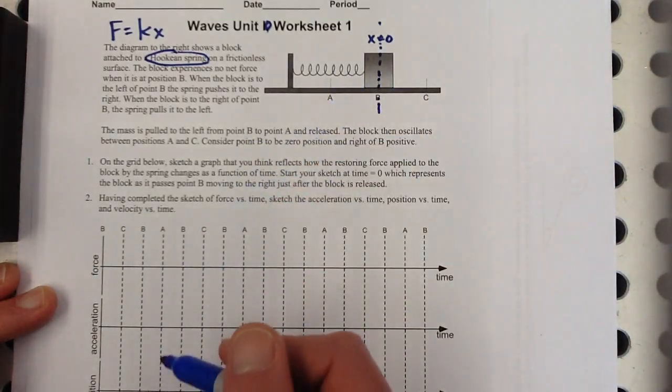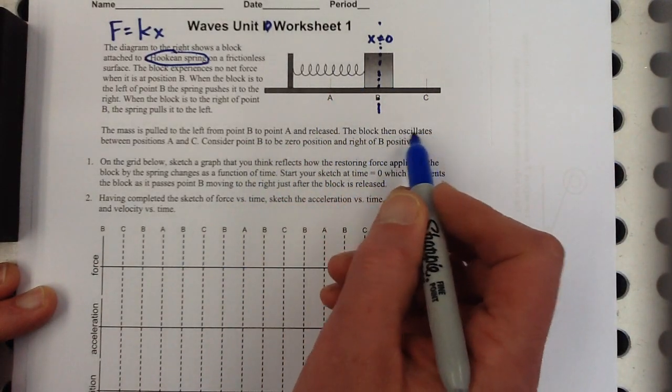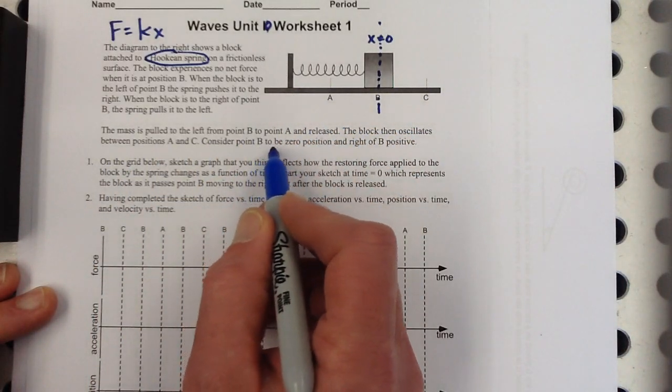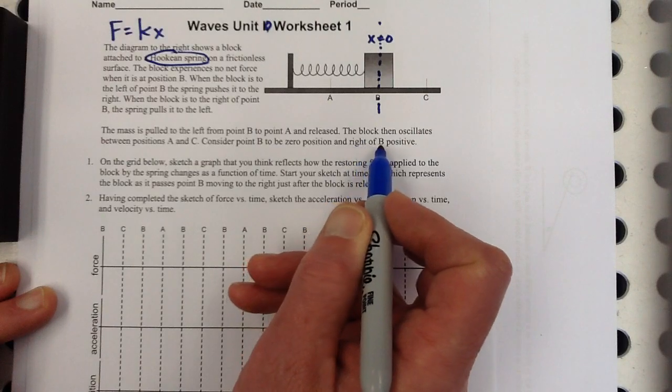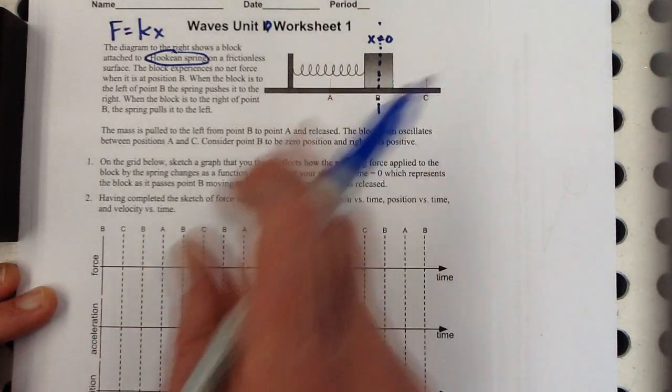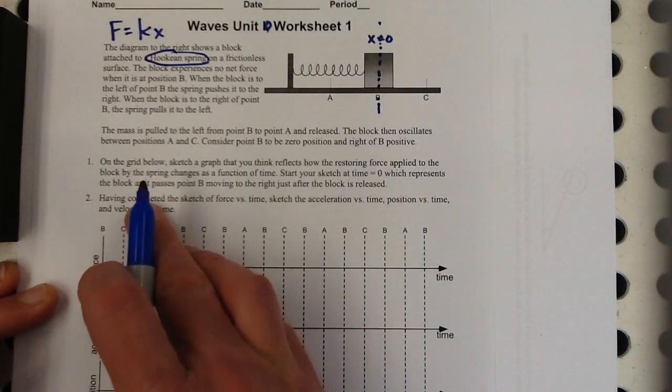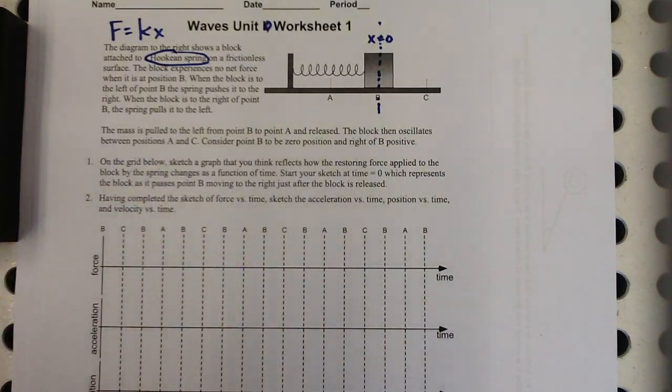So it's going to start at point A. The block then oscillates between positions A and C. Consider point B to be 0 position and to the right of B to be positive. So that all jives with what we would have done anyway. On the grid below, sketch the graph that you think reflects how the restoring force applied to the block by the spring changes as a function of time.